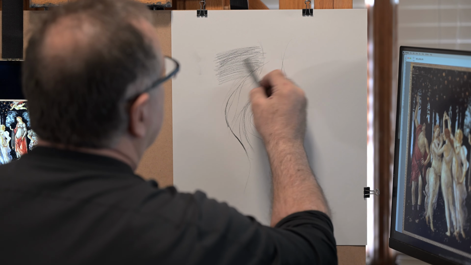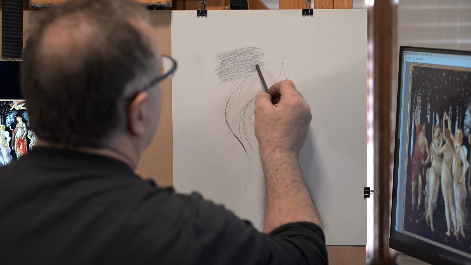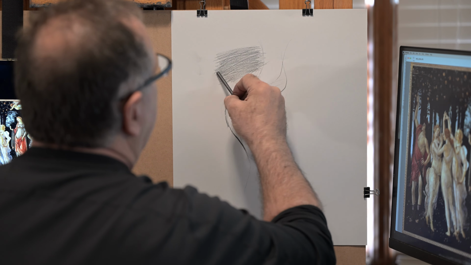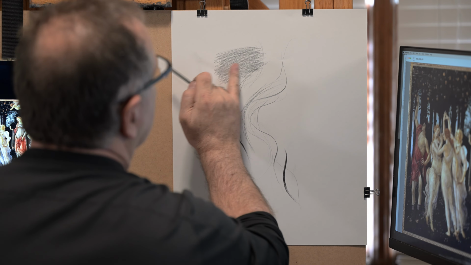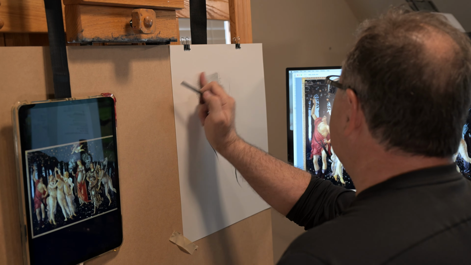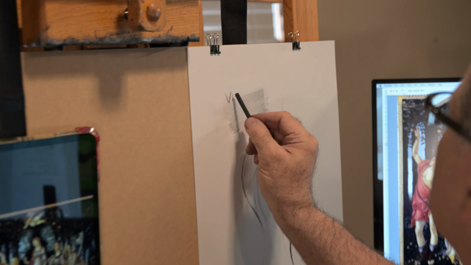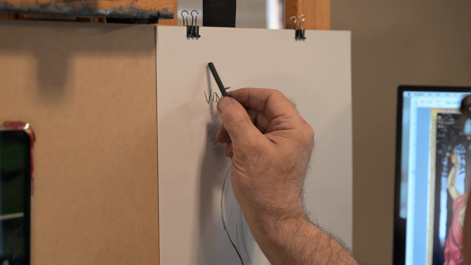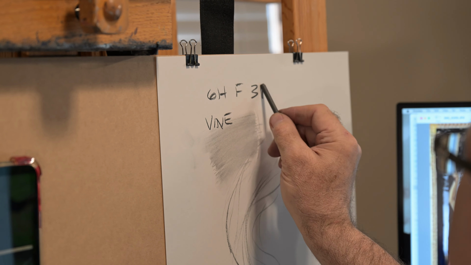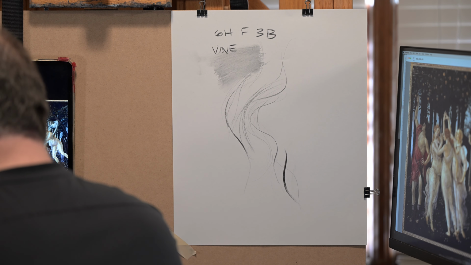Now, you're not supposed to use your hand because there's oils in your hand, and I like to use a stump or cotton balls wrapped in a nylon material, so don't look. But that's a quick, easy way to get a soft value that's not too dark, and that's using vine charcoal. So my softest line was a 6H pencil, then it went to an F, and then a 3B pencil, and now I'm in vine. And I'm finished with the vine.